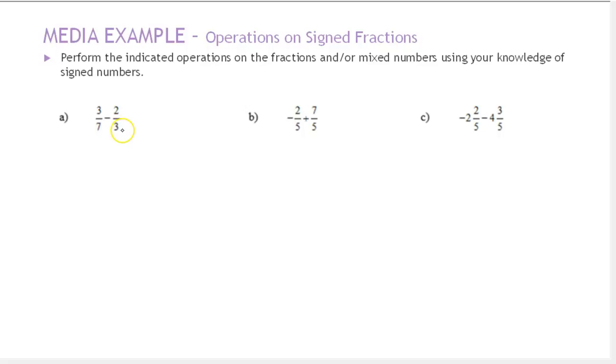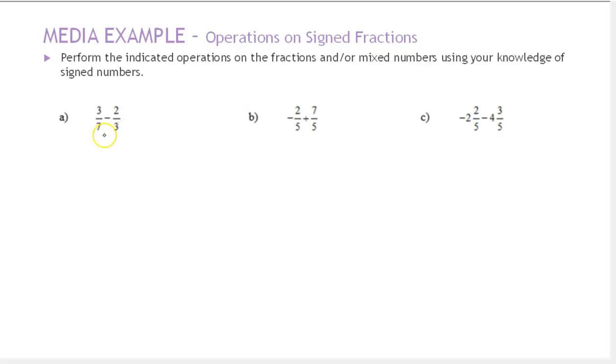Now here's the good news. You're just going to proceed like you would subtracting any two fractions. This may not look very different, but it turns out, which you may have noticed, 3/7 is smaller than 2/3. So when we subtract, we're actually going to get a negative answer. But you don't need to see that right away. You're just going to perform the operation like you normally would.